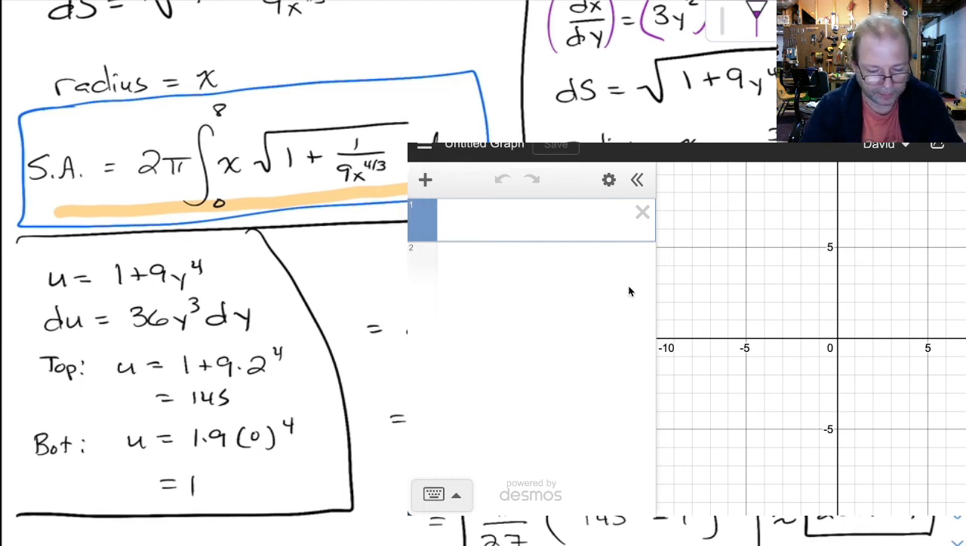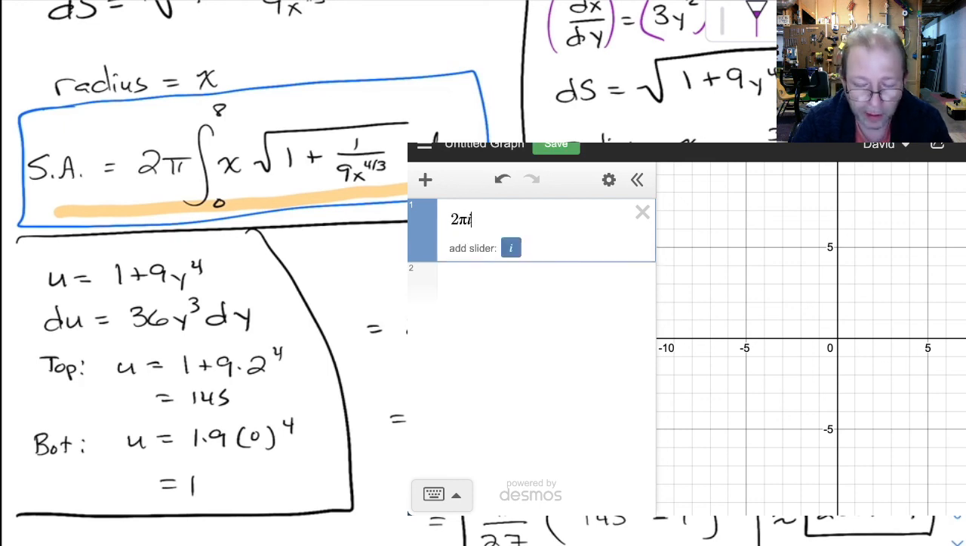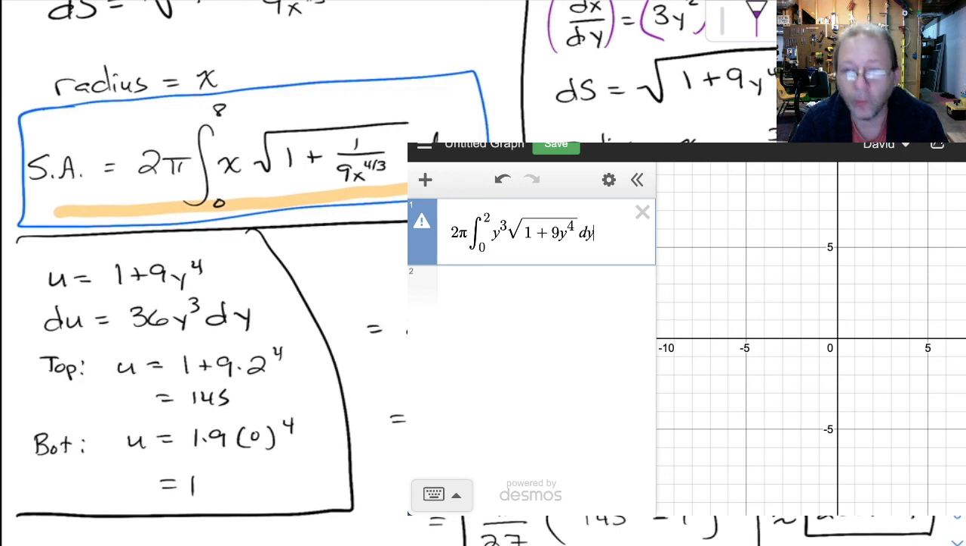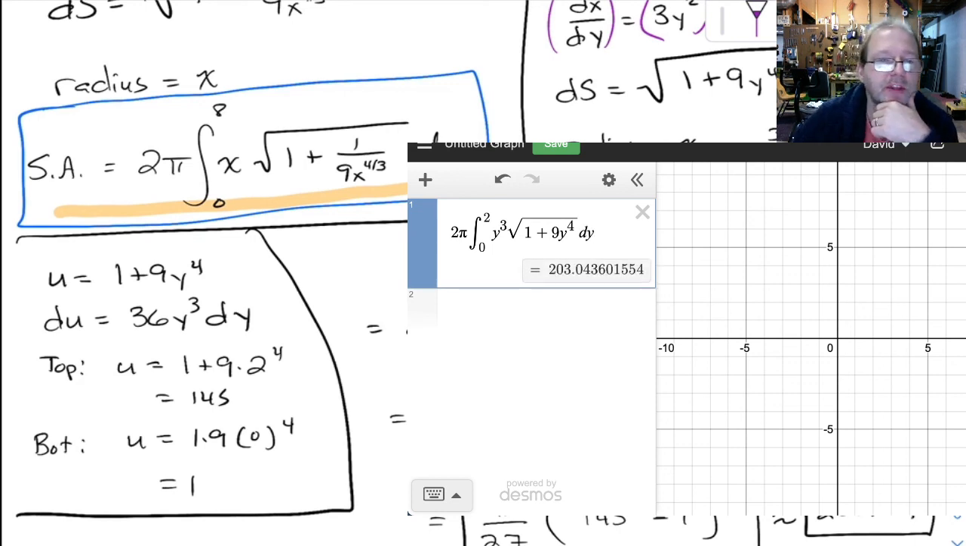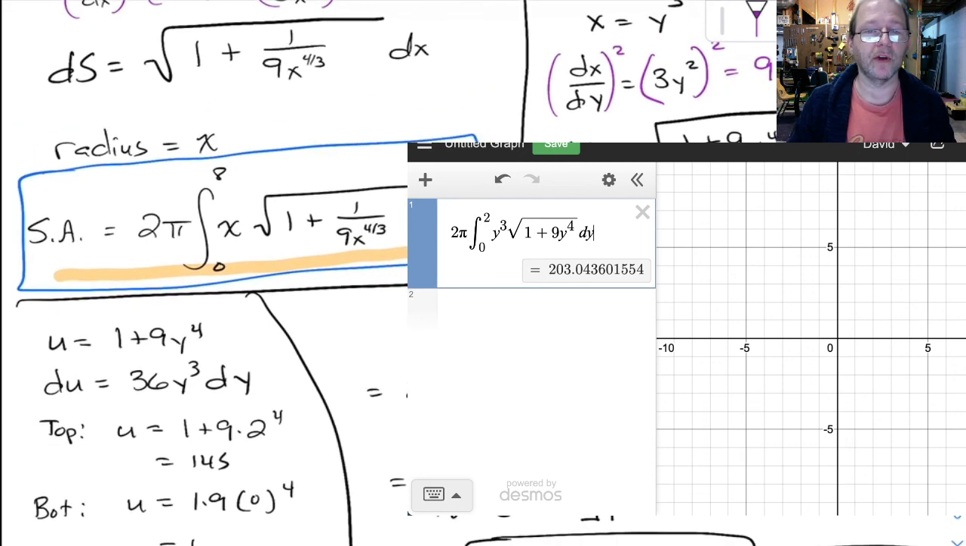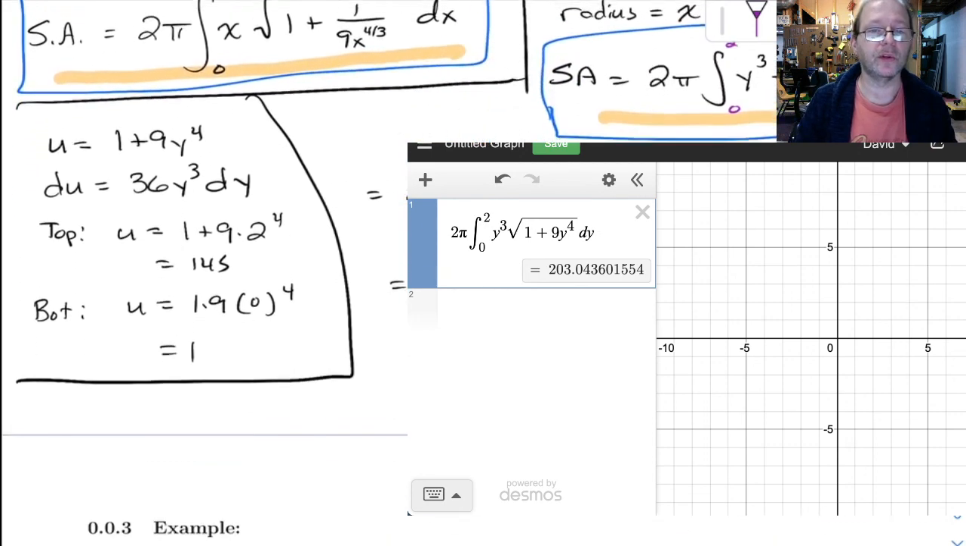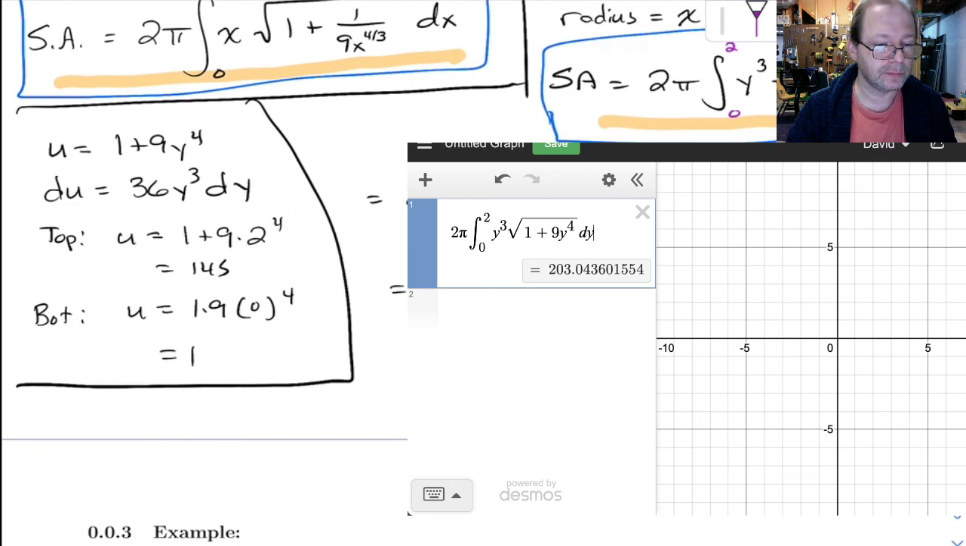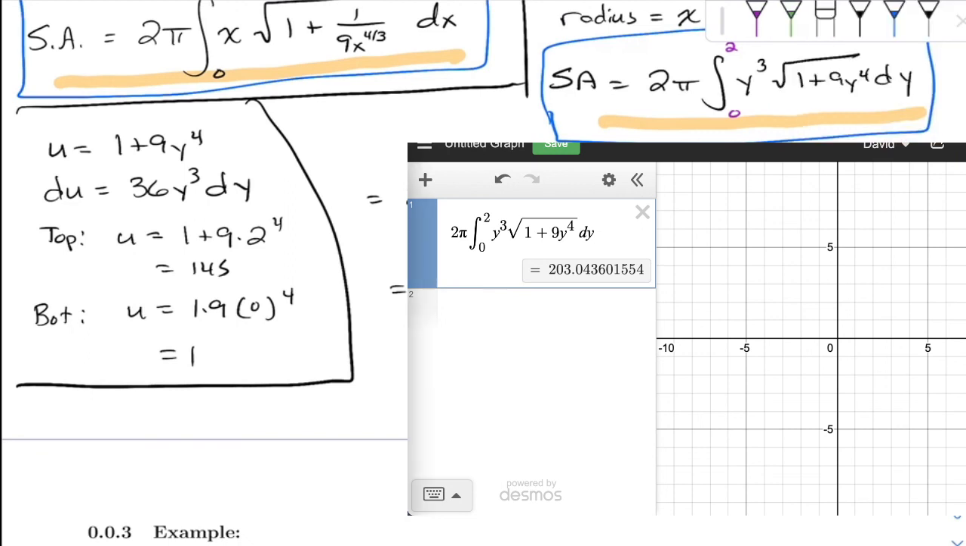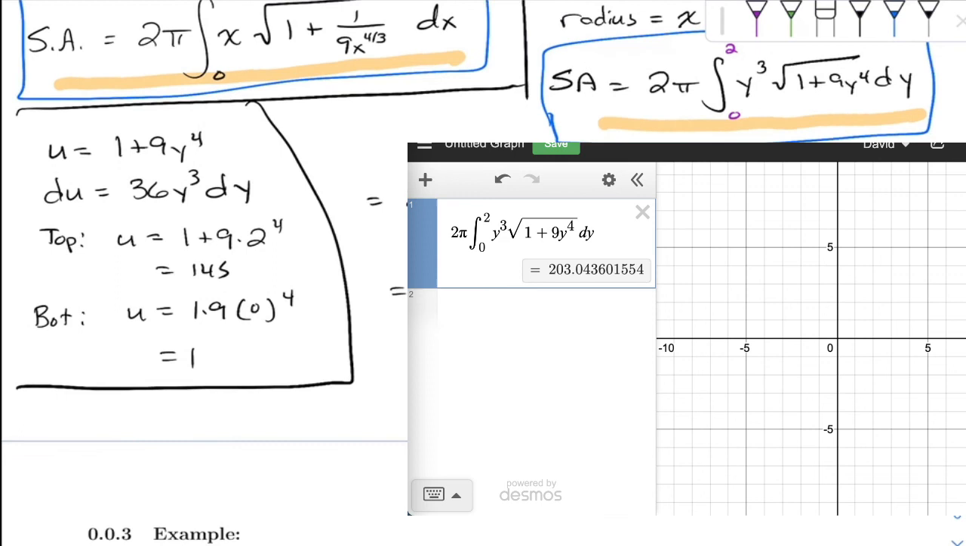All right. First up, let's put our integral in that we just did. 2 pi integral from 0 to 2 of y cubed times the square root of 1 plus 9y to the 4th dy. And sure enough, it gives us the same number that the calculator gave us. I guess it would be helpful if I put the integral we're looking at up here. All right, so that integral gives us the same answer we got.